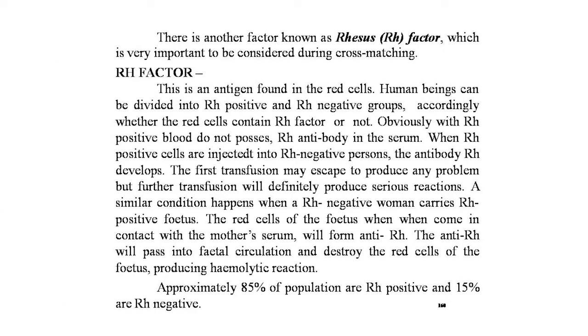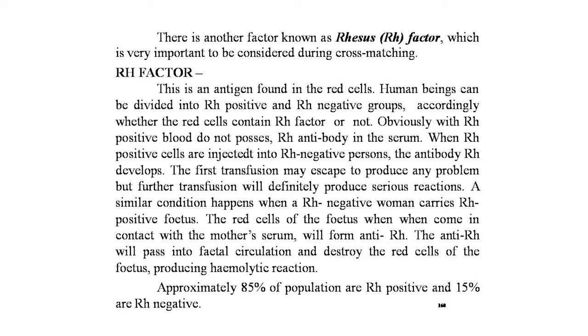Now there is another factor known as the rhesus or RH factor, which is very important to consider during cross matching. The RH factor is an antigen found in the red cells. Human beings can be divided into RH positive and RH negative groups, according to whether the red cells contain the RH factor or not. Obviously, RH negative persons do not possess RH antibody in the serum. When RH positive cells are injected into an RH negative person, the anti-RH antibody develops. The first transfusion may escape producing any problem, but further transfusions will definitely produce serious reactions.